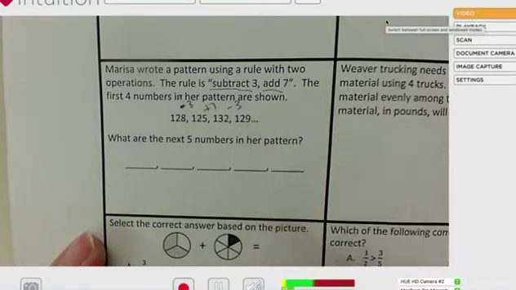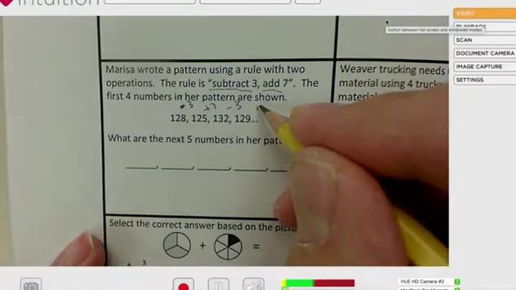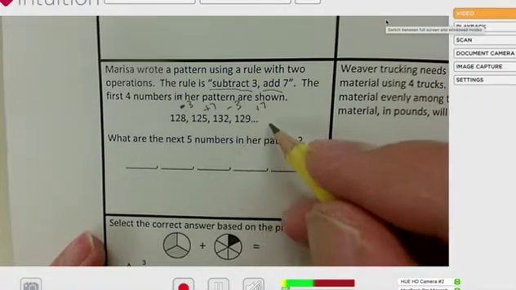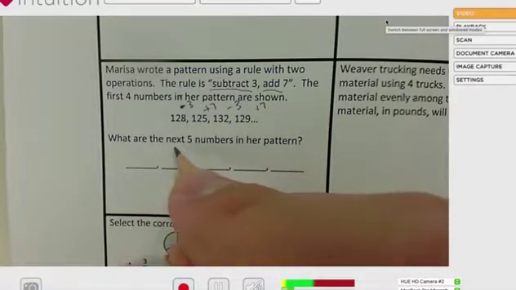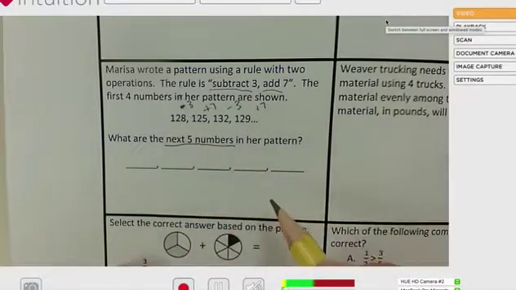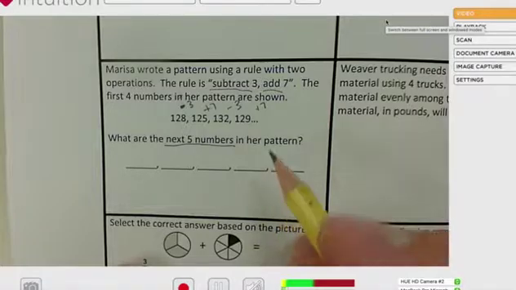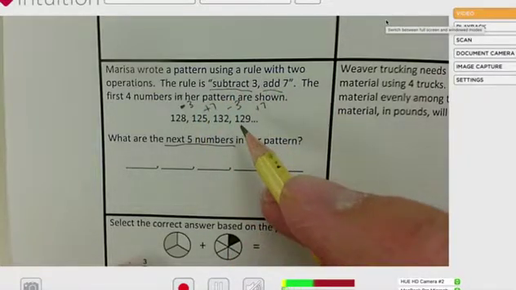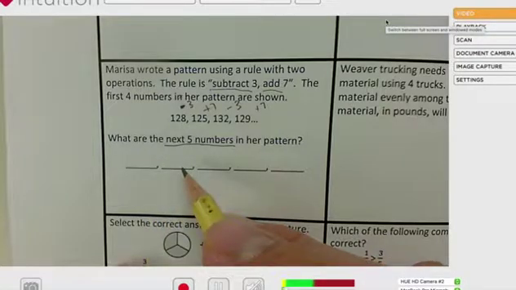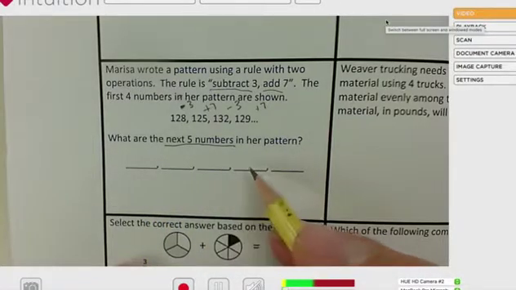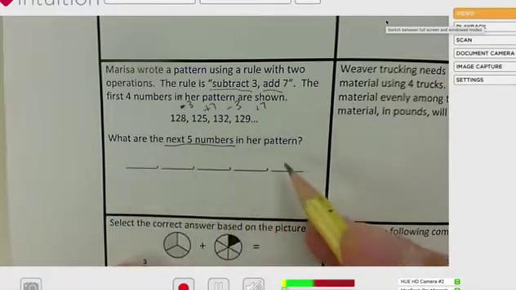I want you to continue this pattern. Put a little +7, then you can write the numbers there. I mean, you're eventually going to have to write them down here. What are the next 5 numbers in the pattern? The next 5 numbers. So keep doing that. Start with 129, add 7, boom. Subtract 3, boom. Add 7, boom. You get the idea. Do that for the next 5.